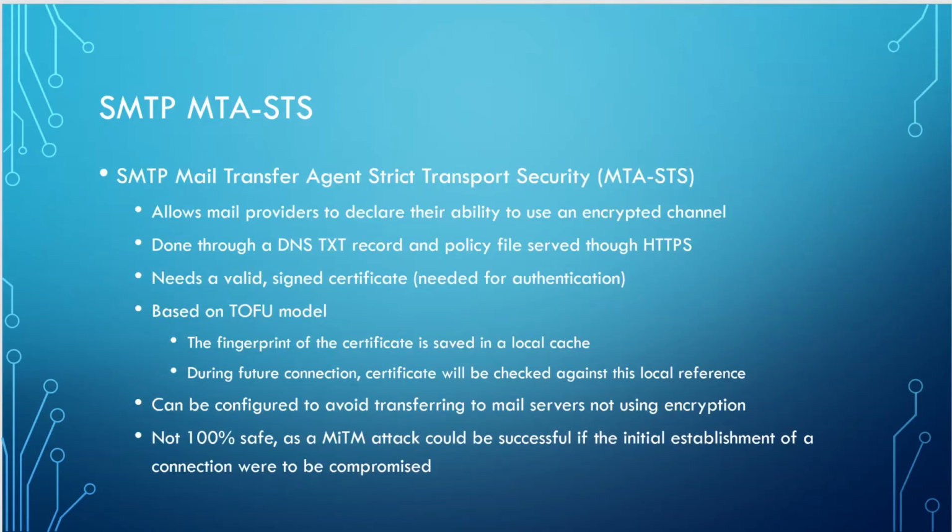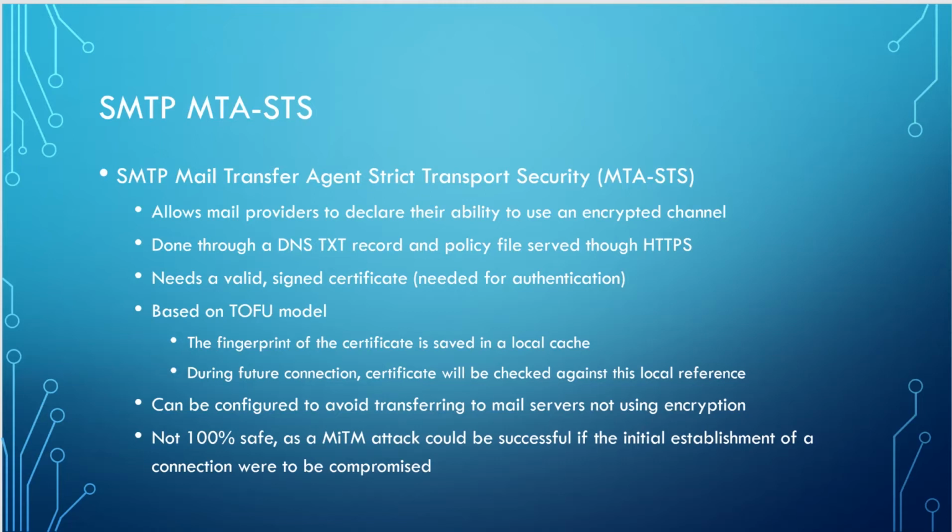Now there is also a way to upgrade everything, which is the SMTP MTA Strict Transport Security, which is a little bit like HSTS for HTTP. This allows mail providers to declare their ability to use an encrypted channel to the other SMTP servers. This is done through a DNS text record and a policy file that is served through an HTTPS web server. For that, you need a valid and signed certificate, and it will be used for authentication and then afterwards to encrypt the connection.